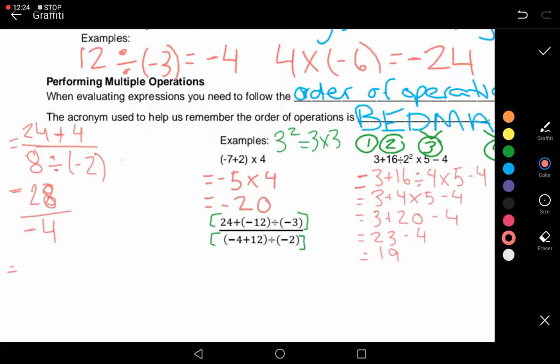Okay, now we're finally at a point where our numerator is simplified and our denominator is simplified, so we can simply carry out this division. Okay, so 28 divided by negative 4 is going to be negative 6. And we have completed this example.